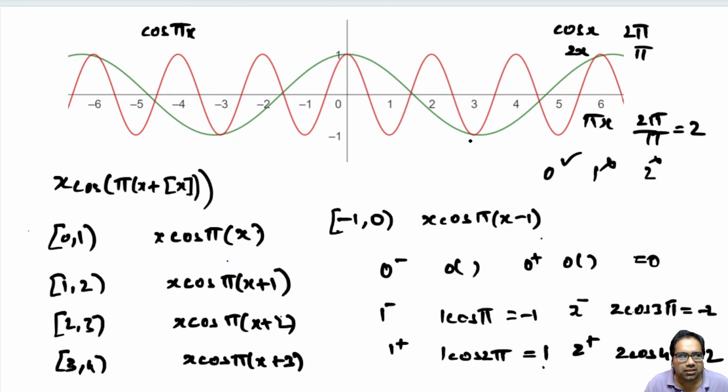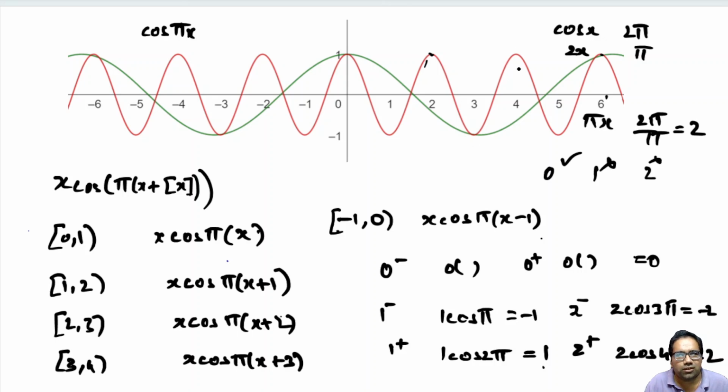The regular graph is the cos x, that will repeat itself after every 2 pi units. 2 pi is roughly 6.2 something, right? This green graph will repeat itself one cycle for 2 pi units. But whereas this red one is cos pi x. That means it is repeating itself after every 2 units. So that's why this red one is repeating: one cycle is from here to here, 0 to 2.